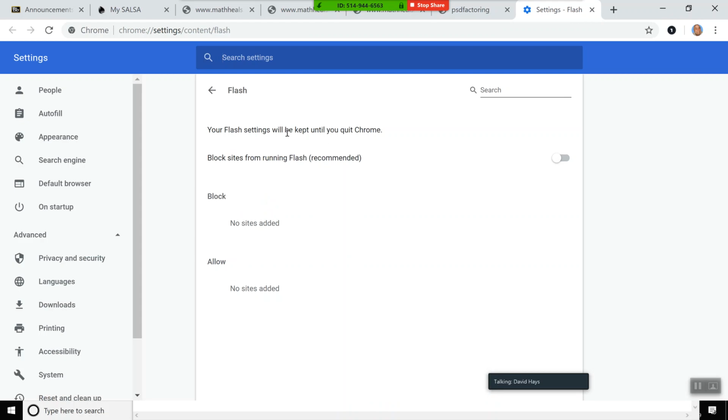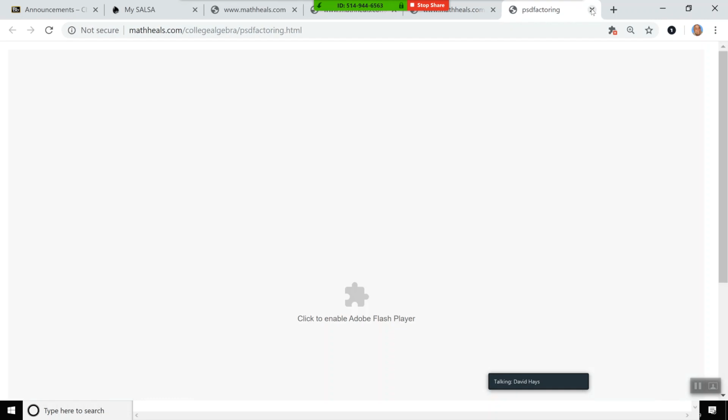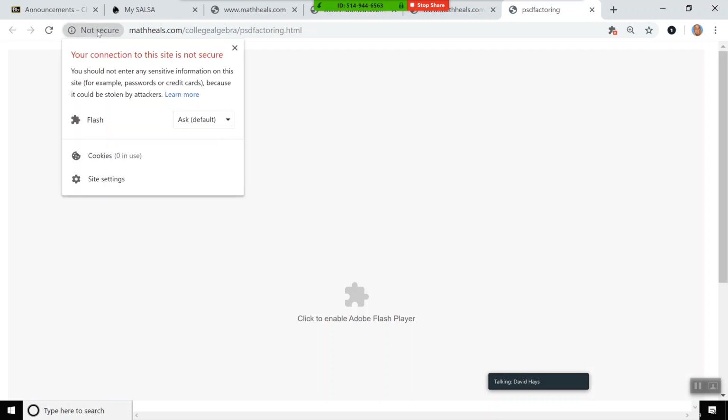Yeah, your Flash tester kept to quit. Block sites. Ask first. What if that'll do it? Let me close that. That didn't do it. Let me see. Click this not secure. Go to Flash. I'll say allow. Let me close that.